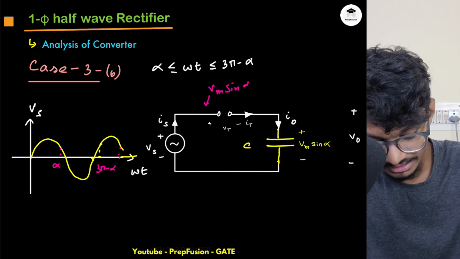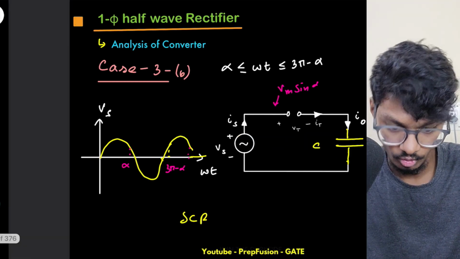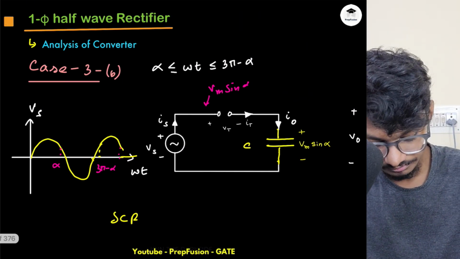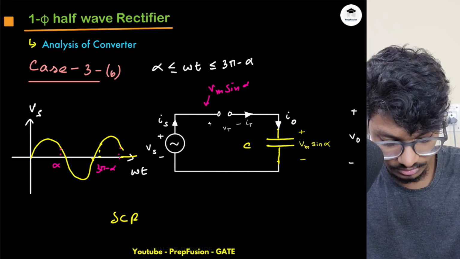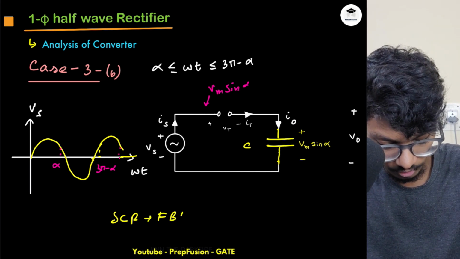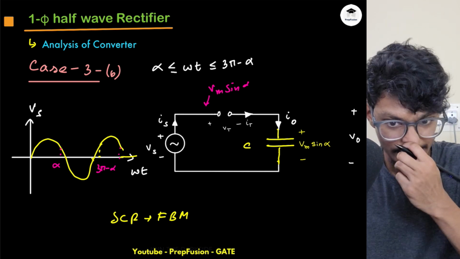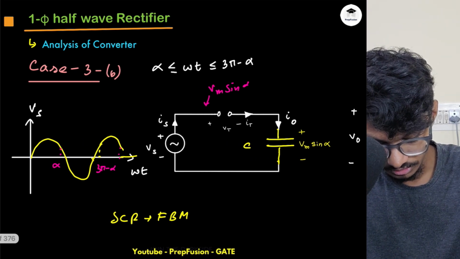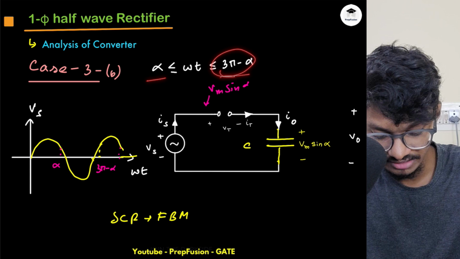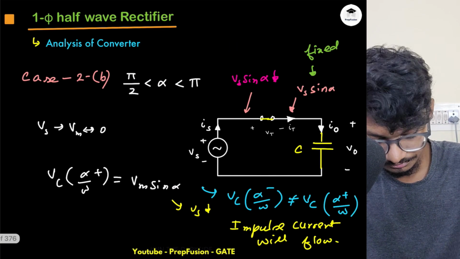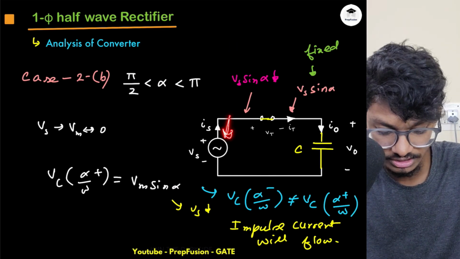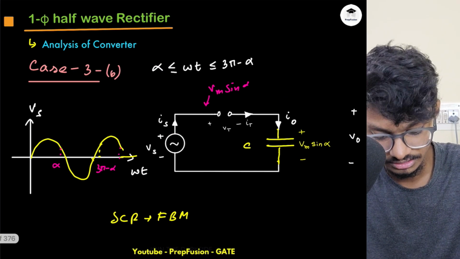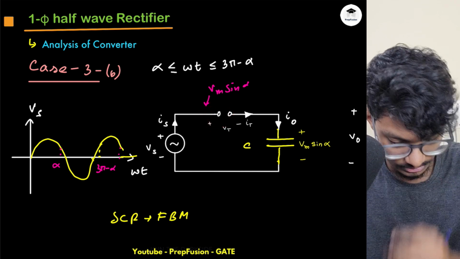Okay, hence my SCR was in reverse blocking mode here. It went to reverse blocking mode because the voltage across it became negative. But here, this SCR will be in forward blocking mode again. So it will be open only, no current will flow. Yeah, I'm talking about 3 pi minus alpha. From alpha to 3 pi minus alpha only, this will never turn on, because this voltage is reducing and this voltage is fixed. Hence the anode to cathode voltage will be negative, hence this will be off only. Okay, so this is the case.